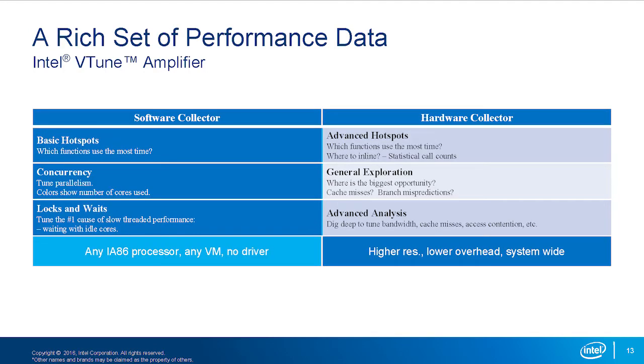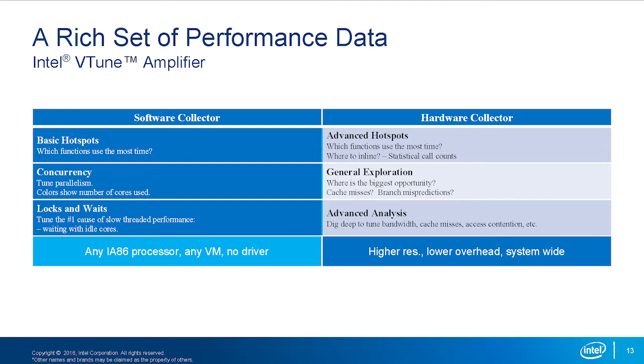The software collector collects basic hotspots. So this is essentially information on which functions consume the most time, the most processor time. It can also track concurrency issues to map the parallelism, so you can identify which processes are running across which cores, and it can identify locks and wait issues for transitions.